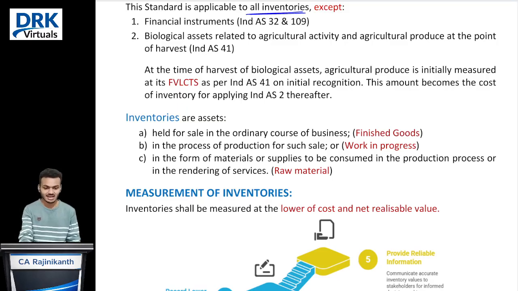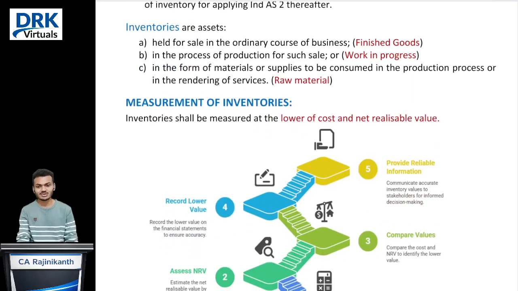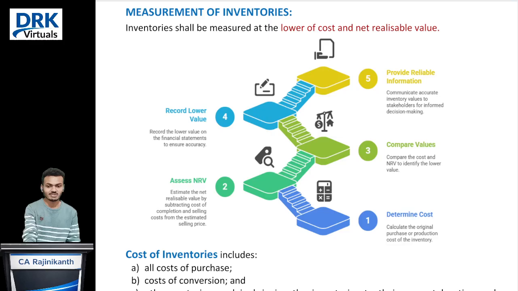And inventories definitions, as we know, they are assets in the form of finished goods held by the entity for sale in the ordinary course of business, are work in progress in manufacturing process, are raw material to be consumed in production process, are used for providing services, right? This is inventory definition. Now coming to the core area of the standard, measurement principles.